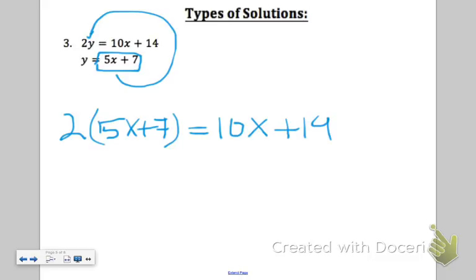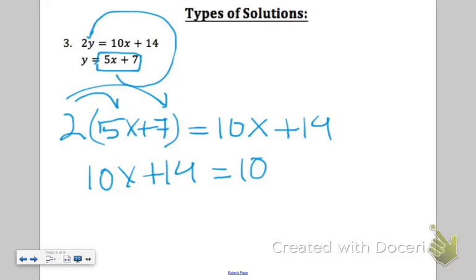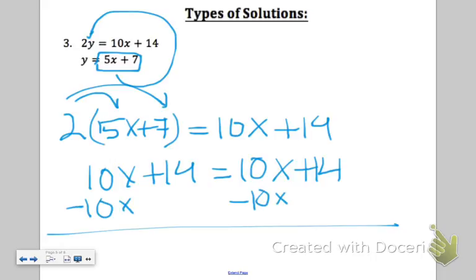Let's go on ahead and try to solve for x. In order to eliminate these parentheses, we're applying the distributive property. So we have 10x plus 14 equals 10x plus 14. Notice we have the same exact expression on both sides of our equal sign. If we try to solve for x here by eliminating 10x on both sides, these two terms cancel out and we're left with 14 equals 14.